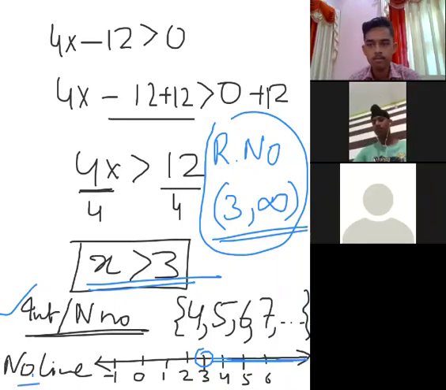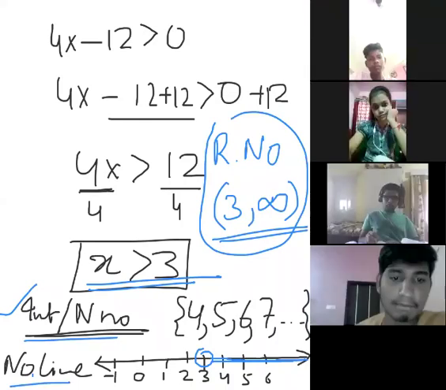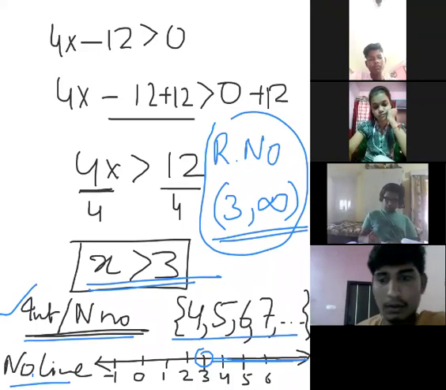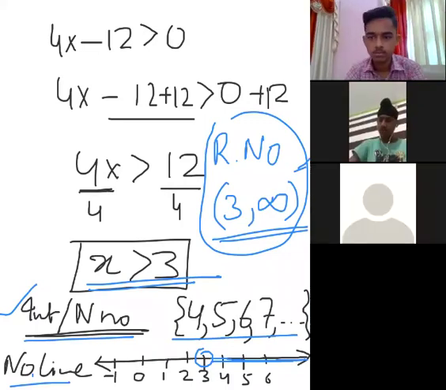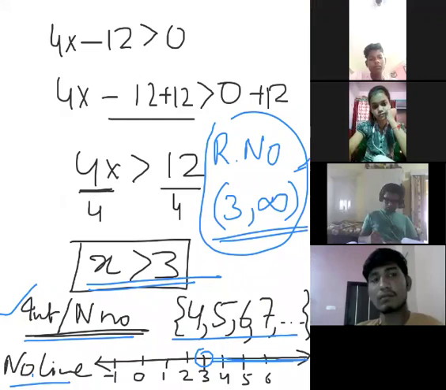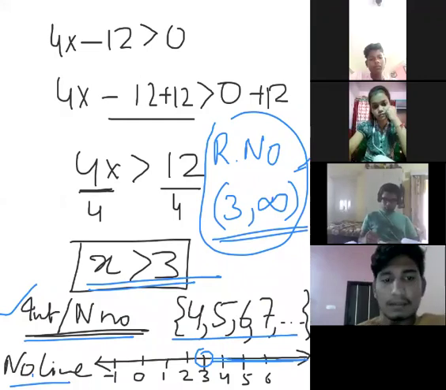So number line, integers or natural numbers or whole numbers also, if they are saying, then also this will be the answer. And real numbers are these. So these 3 situations they may ask us. So I suppose we are able to understand this situation. Now we need to go for the next condition.